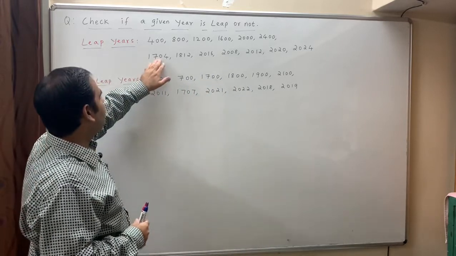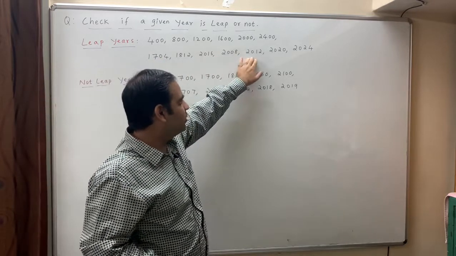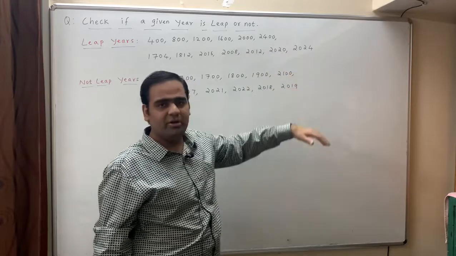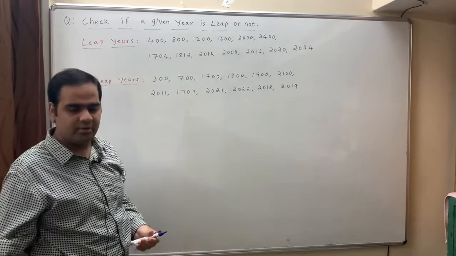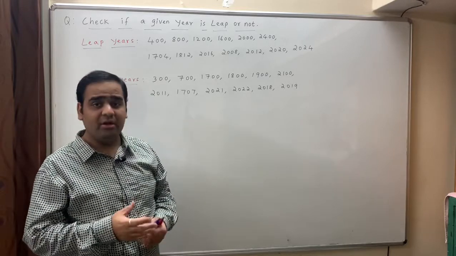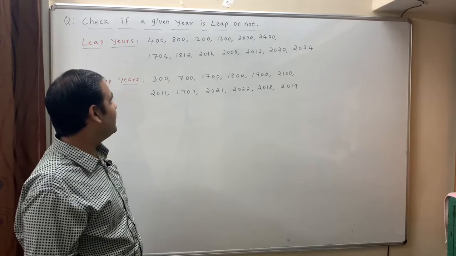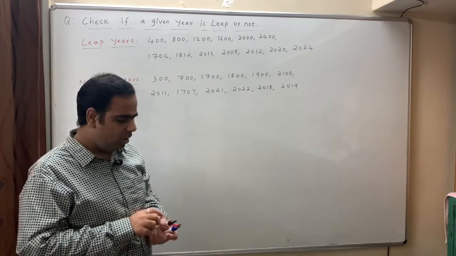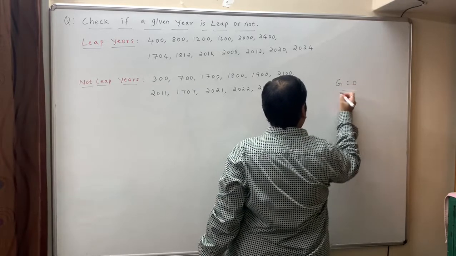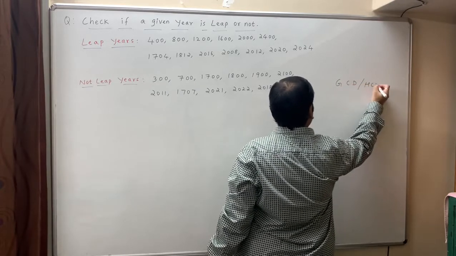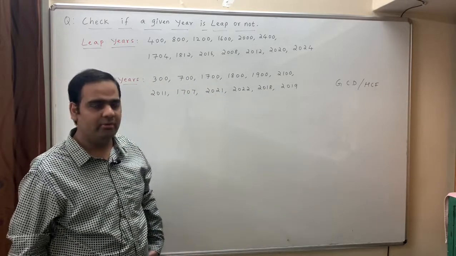Now, the other leap years are 1704, 1812, 2012, 2016, 2020, 2024, and these are not leap years. Now, how do we know which are leap years and which are not? To solve this question, we will take the help of GCD or HCF, the greatest common divisor, also called the highest common factor.